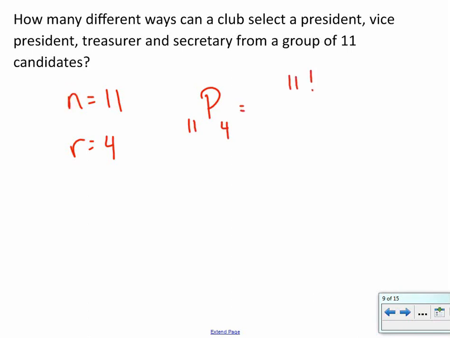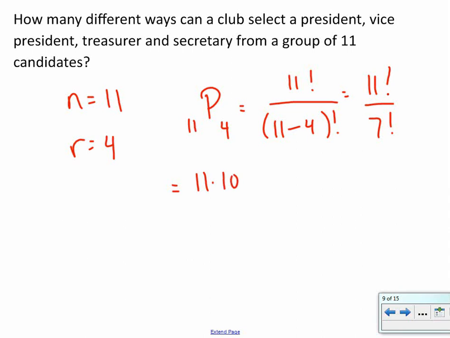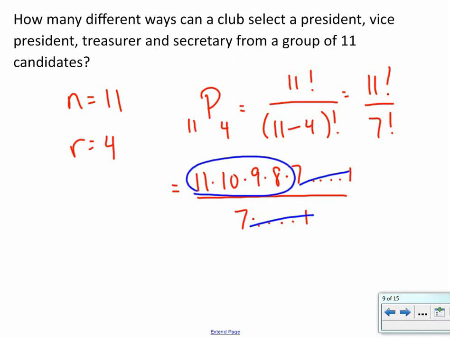So you can either use our formula and calculate it this way. So this would be 11 times 10, 9, 8, 7, and then from 7 on down to 1. I'm not going to write them out because you'll see at the bottom I have 7 on down to 1 here. All of these are going to cancel. And you're just left with 11 times 10 times 9 times 8, which gives me 7,920 different possible combinations for the club. So you could do it like that, or again, you could use the calculator.